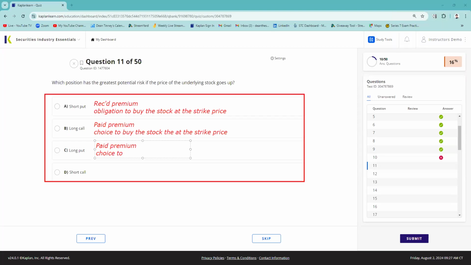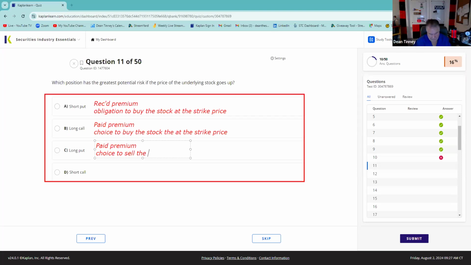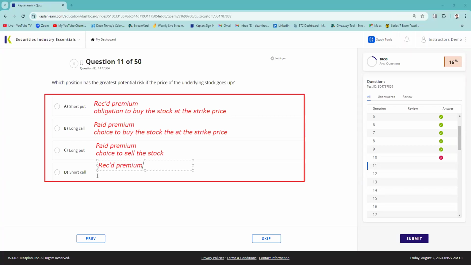So whether you want to have a choice to call the stock away or a choice to sell, put the stock, a choice to sell, choices cost money. Choice to sell the stock. And then here, you receive premium, and you are obliged. What you're obliged to do is sell stock.